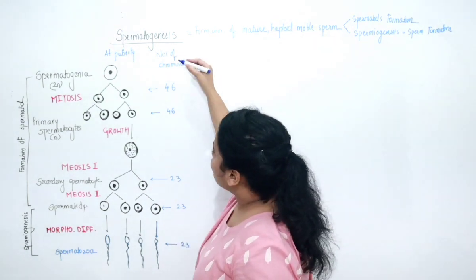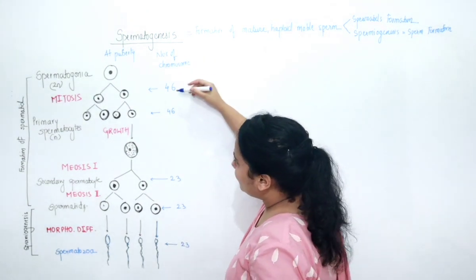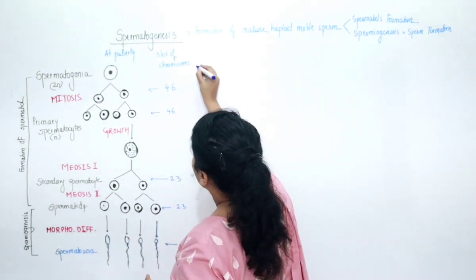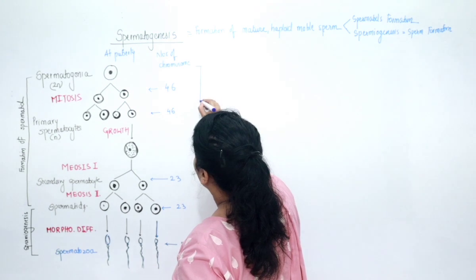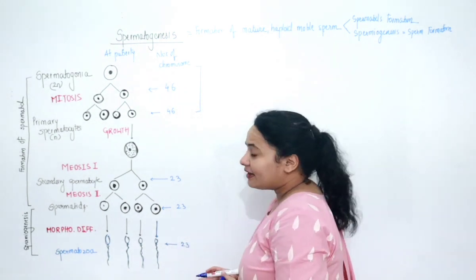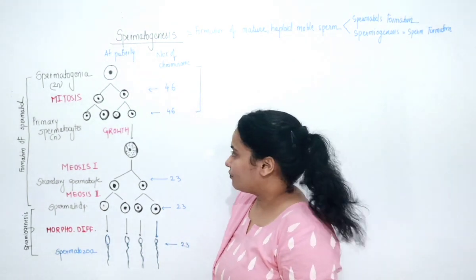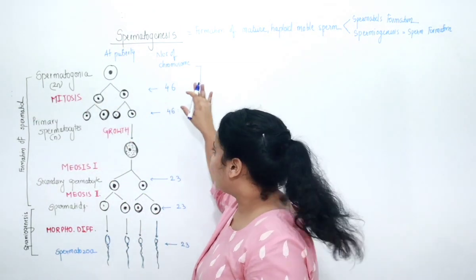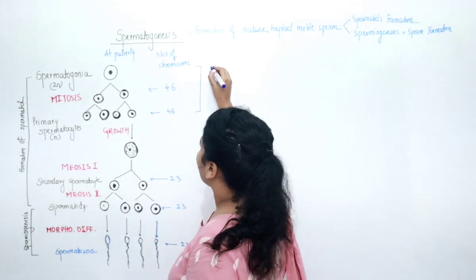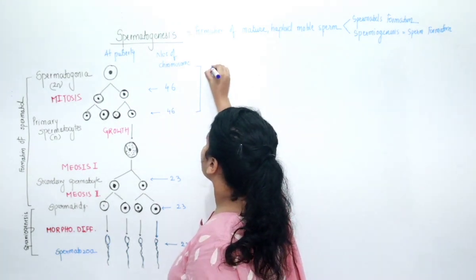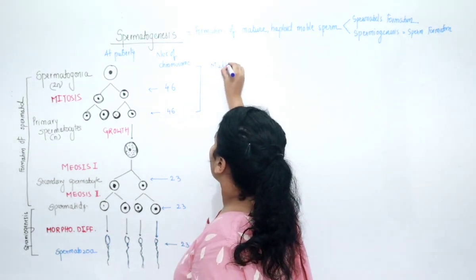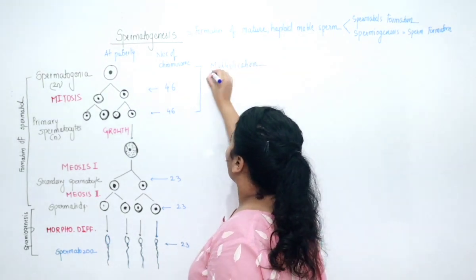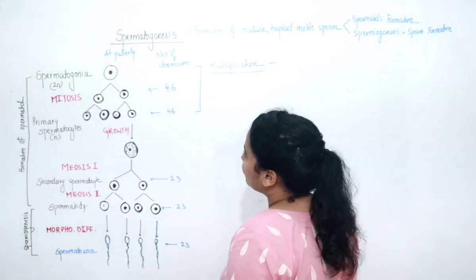The first phase, here I have mentioned the number of chromosomes. So it remains 46 to 46 only. So the first phase is over here, and that phase is known as the multiplication phase. So I am talking about the first phase of formation of spermatids, and this phase is known as the multiplication phase. Now what happens in the multiplication phase?